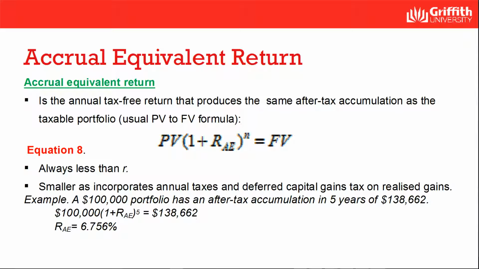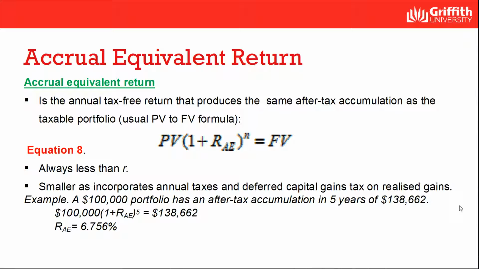So we've got the present value times (1 plus the return on accrual equivalents) to the power of n as our future value. Note that it's always less than r, and it's smaller as it incorporates annual taxes and deferred capital gains tax on realized gains.